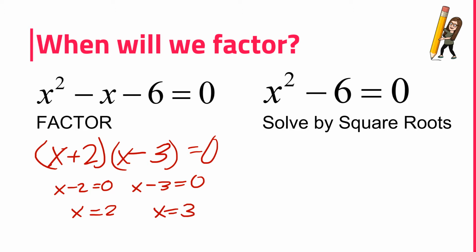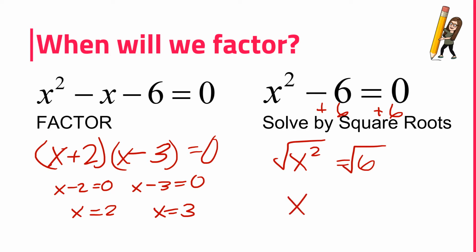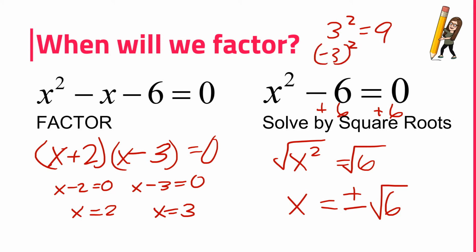Now, to solve by square roots, we're going to isolate. We're going to kick to the other side. But in this moment of square rooting, when we square root, we need to account for the positive and the negative value of that square root. Meaning, think about it. 3 squared is 9, but negative 3 squared is also 9. So we have to account for the positive and the negative.